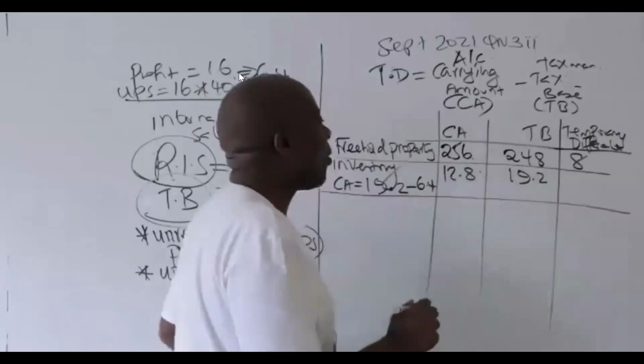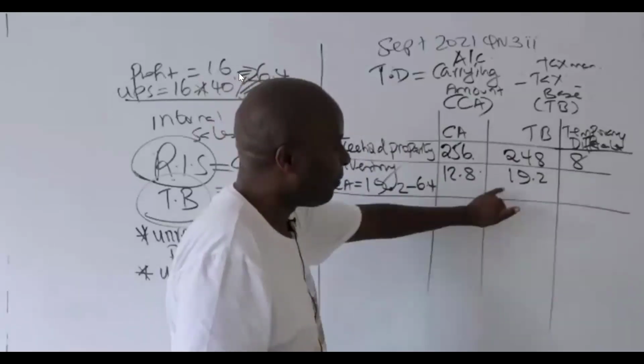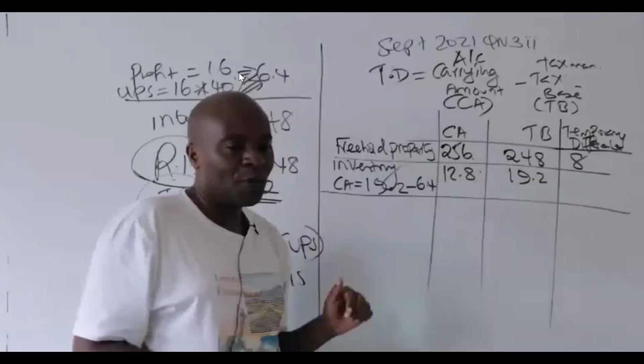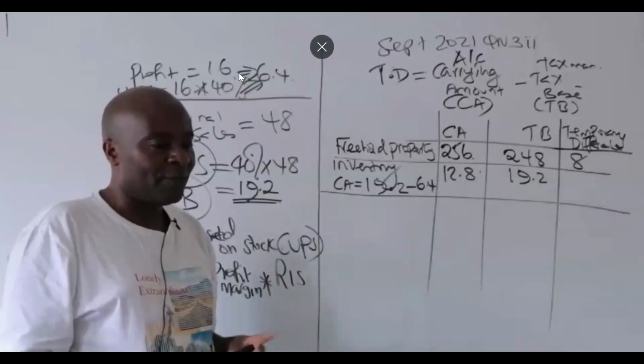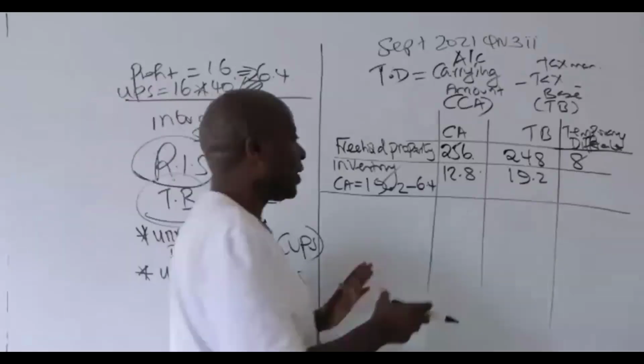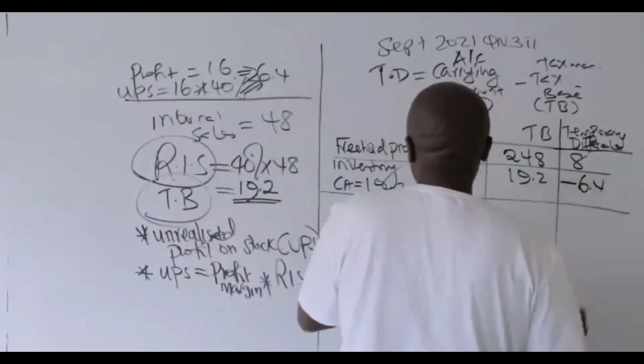So then what are you able to give me as the difference? Yes, 12.8 minus 19.2. What do we have here? Can somebody give me this figure? 12.8 minus 19.2. So we have here minus 6.4. Leave it like that. That's the temporary difference for inventory.